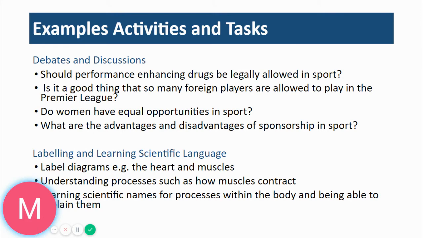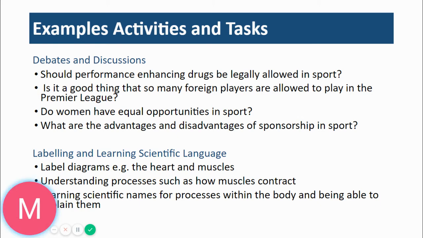These are some of the things that you might expect to do in A-level PE lessons, such as have debates and discussions about things like, should performance-enhancing drugs be legally allowed in sport? Is it a good thing to have so many foreign players playing in the Premier League? Do women have equal opportunities in sport? What are the advantages and disadvantages of sponsorship in sport? So sharing your thoughts on those things.